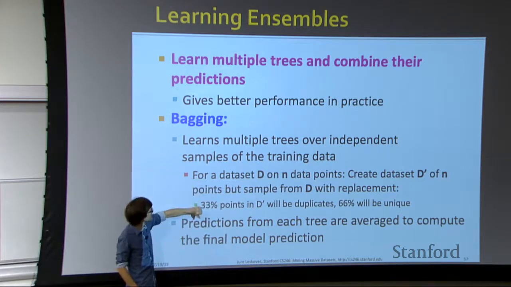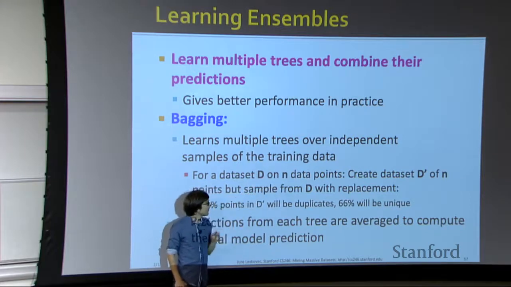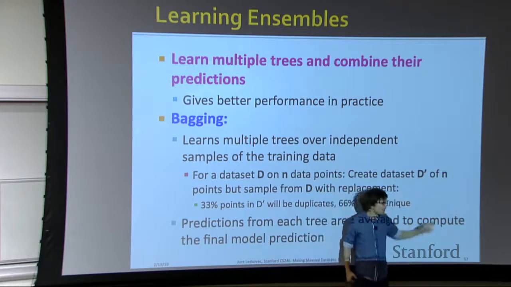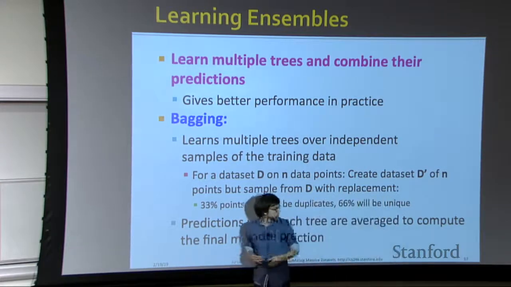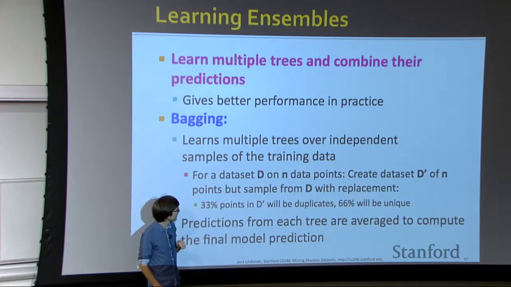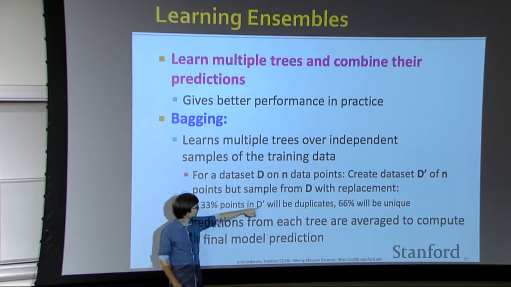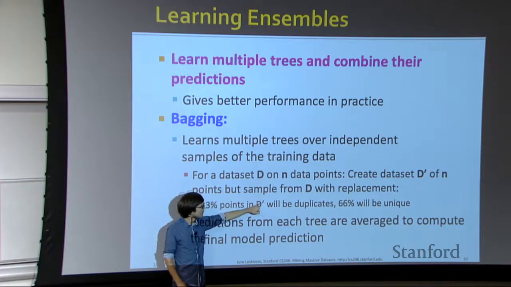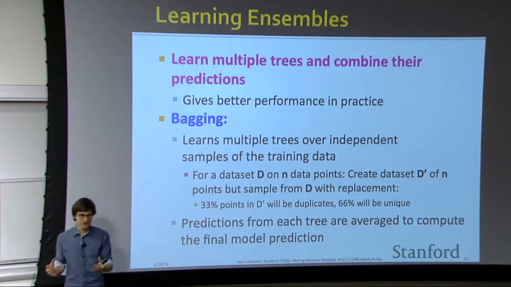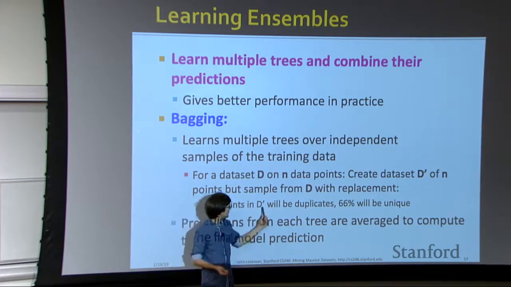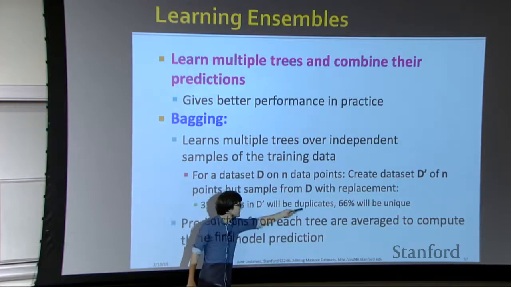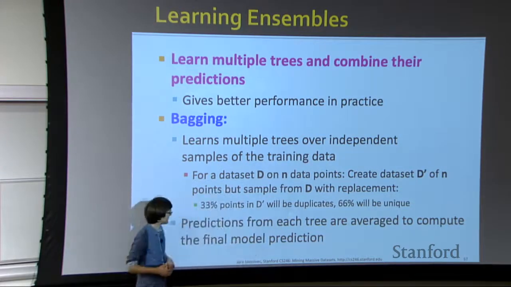So how do you create these data sets? The idea is for a given data set D of n data points, you want to create another data set, D prime, that has the same number of data points, which you sample from your data set D with replacement. And if you do the math, about 33% of the data points in D prime will be duplicates, and 66% will be unique. So essentially, you take your data set D, and you create another data set, D prime, by sampling with replacement from D. And sometimes you will sample the same data point multiple times, but that is fine.